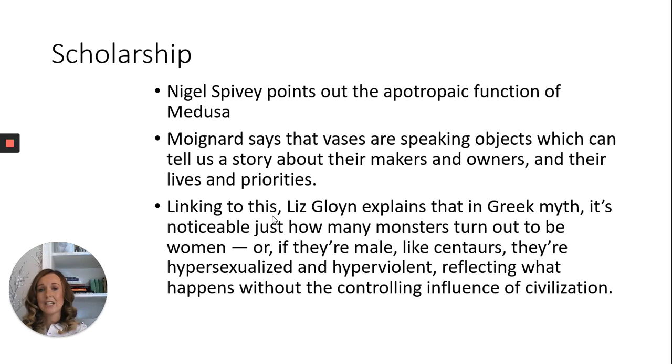And Liz Gloyn actually takes this further for us. She points out it's very noticeable just how many monsters turn out to be women. And you've only got to read the Odyssey to know that, from the Sirens, Scylla, Charybdis. And she says even if they are male, like centaurs, they're hypersexualized and hyper-violent. So reflecting what happens without the controlling influence of civilization. So she's explaining what some of the fears and values of Greek society might be, and why many of their monsters turn out to be female, because they're, for example, worried about this lack of control and what happens if they don't act like good Greek women.